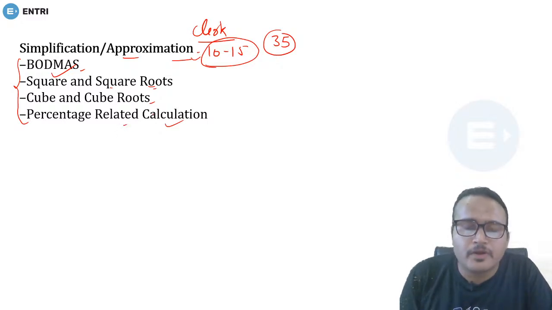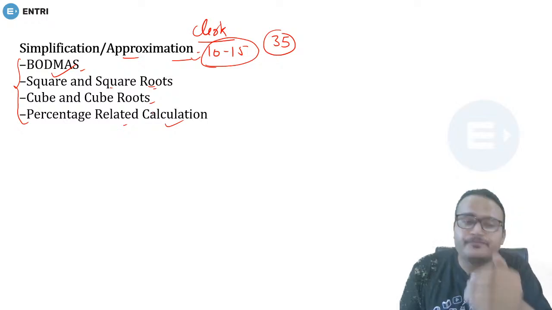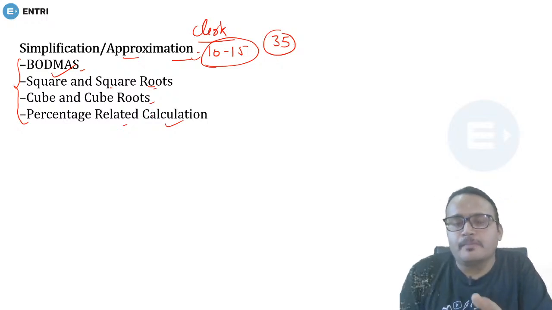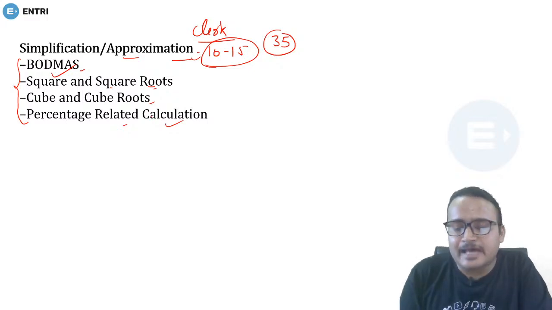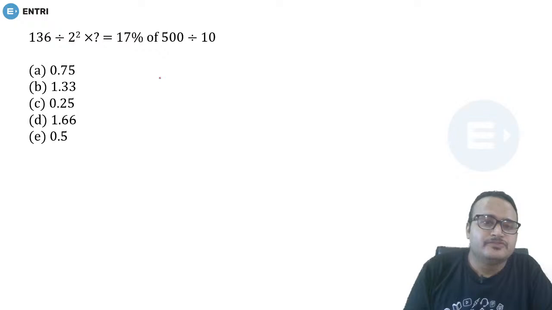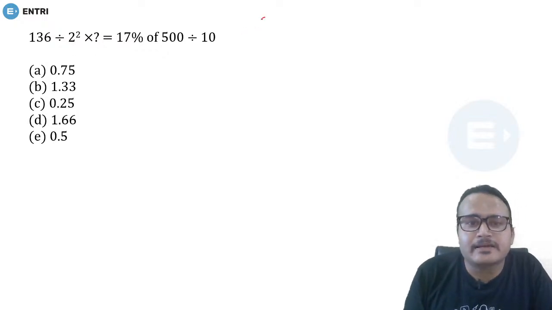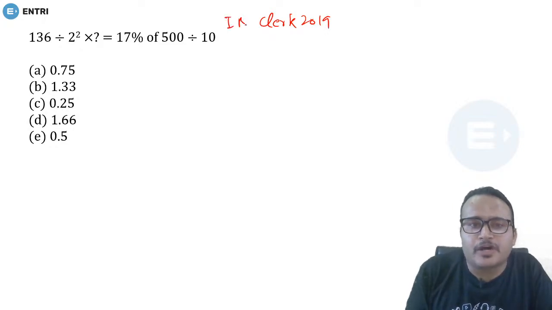concepts are involved. Okay guys, if we talk about the type of questions, the type of question that is asked in the real examination is this. This is the question that was asked in Clerk 2019 guys. Okay, IBPS Clerk 2019. So let's see how we can solve this question.